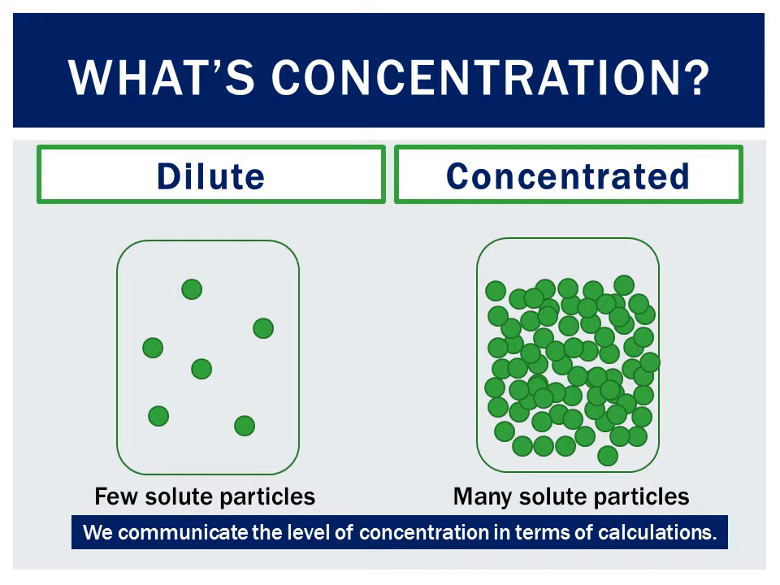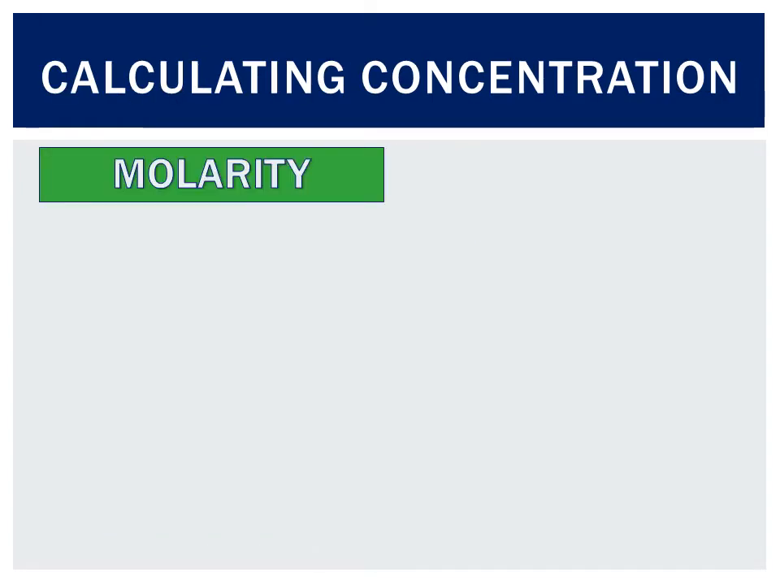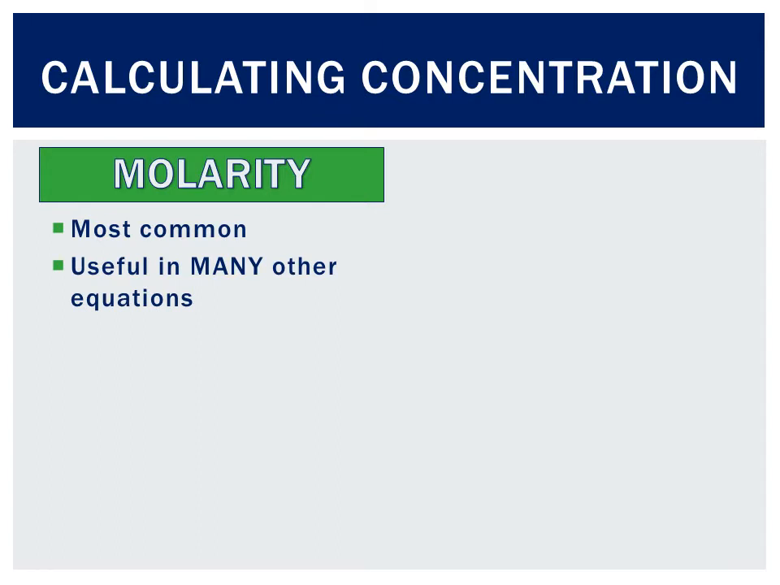We communicate the level of concentration in terms of these specific calculations or numbers. The first one would be molarity. This is our most common, used in many other equations. The symbol for molarity is a capital M. I'll let you get some of that down. So most common, useful in many situations, and its symbol is capital M.